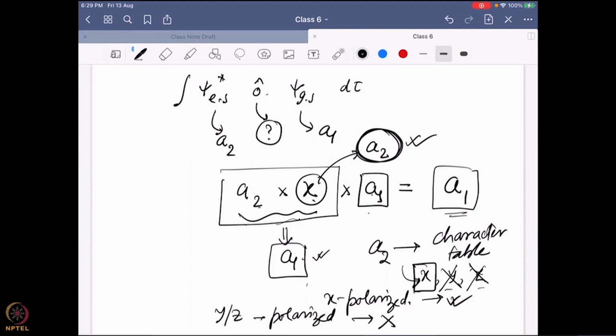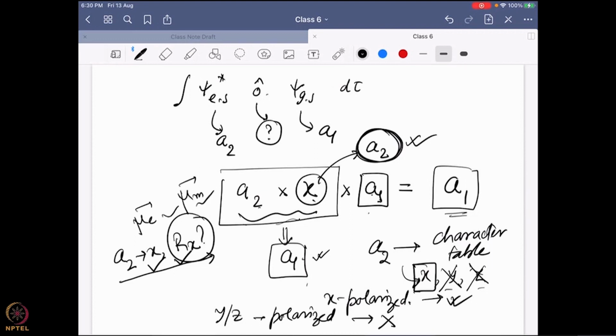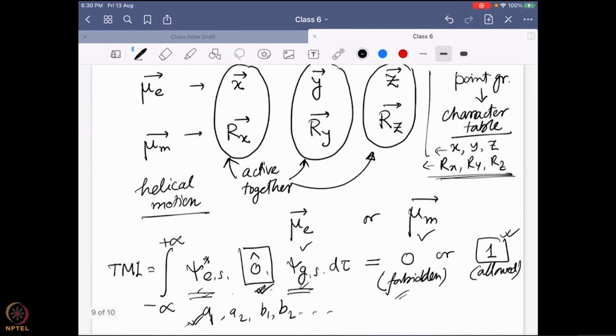Now, for the same transition, for the same symmetry, we'll find out if, for example, this A2 is X allowed. If it is Rx allowed or not. If it is Rx allowed, that means for the same motion, I can have X and Rx allowed. That means an electric dipole and magnetic dipole moment allowed transition. And only then this molecule will be optically active. Because previously we have already learned that if you want to have optical activity, you have to have X, Rx active together, or Y, Ry, or Z, Rz.